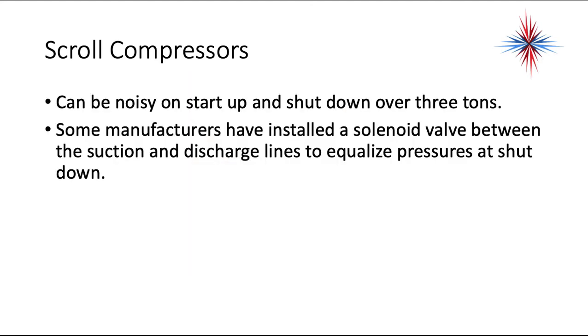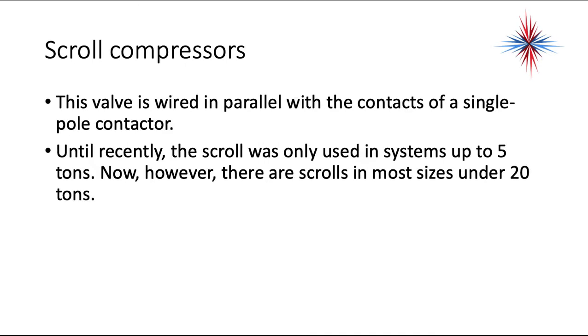Scroll compressors can sometimes be noisy on startup and shutdown when they're over 3 tons. Some manufacturers have installed a solenoid valve between the suction and discharge lines to equalize the pressure at shutdown. This solves some of the noise issues. The valve is wired in parallel with the contacts of the single pole contactor. Until recently, the scroll was only used in systems up to 5 tons. However, there are now scrolls in most sizes under 20 tons.